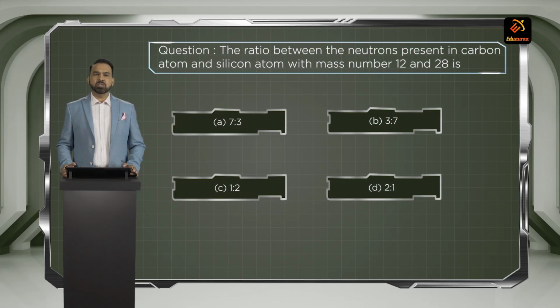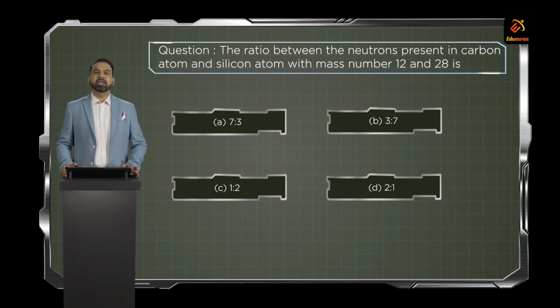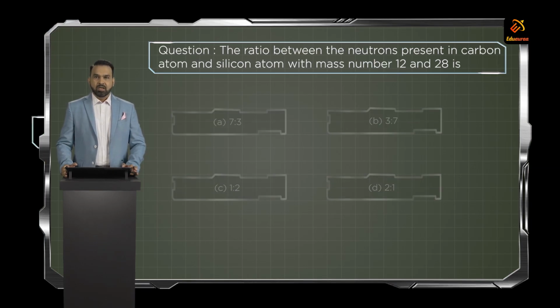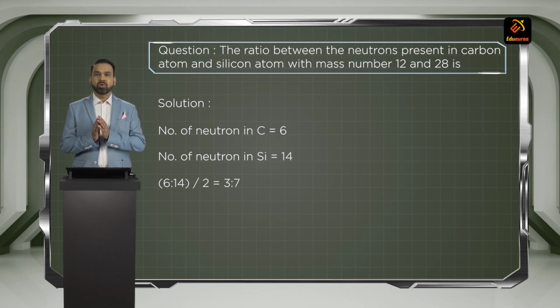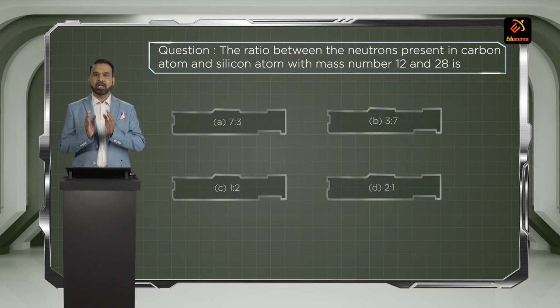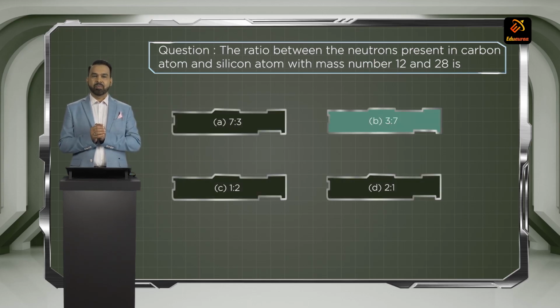The next question is, the ratio between the neutrons present in carbon atom and silicon atom with mass number 12 and 28 is respectively. The ratio between the neutrons. In carbon, the number of neutrons are 6. In silicon, the number of neutrons are how many? 14. So what will be the ratio of 6:14? Divide by 2, you will get 3:7. So the correct answer of neutron ratio is 3:7.